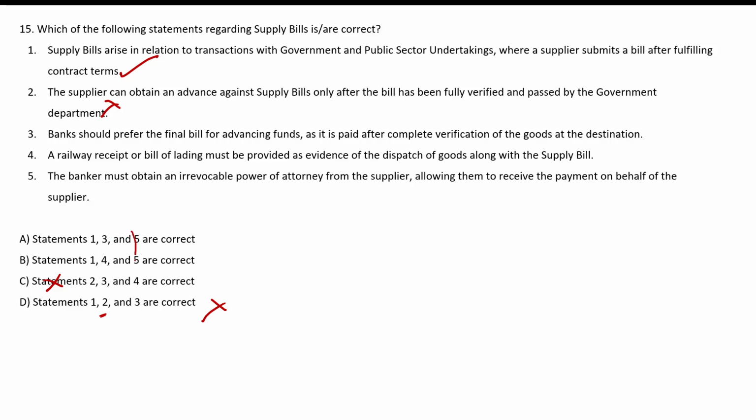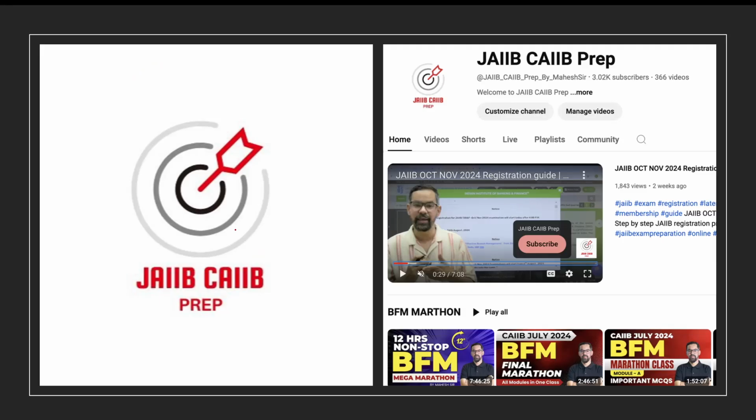Statement 5 is common in both these cases. Either we can just read statement 3 or statement 4 and we can mark our answer. So let's read statement 3. Bank should prefer the final bill. No, bank should prefer the interim bill, not the final bill. So this statement is not correct. So option A gets eliminated. Automatically option B is the correct answer. So instead of reading all the statements, we prefer to use the elimination method for these long statement based questions.